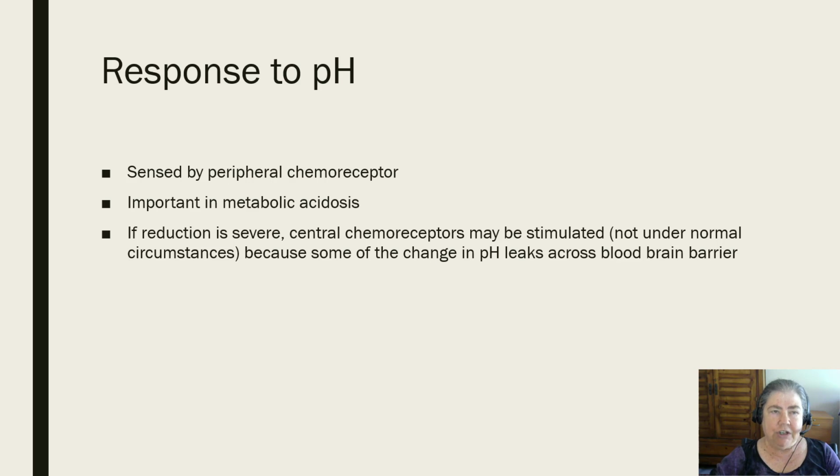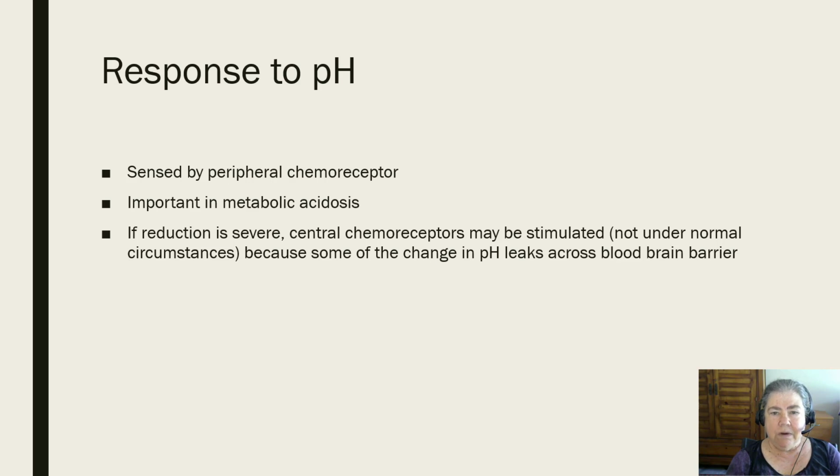Blood pH is sensed by peripheral chemoreceptors, so high hydrogen ion levels. If you remember, I said central chemoreceptors, while they're responding to hydrogen ions, are not responding to blood pH, only to the hydrogen ions generated by high CO2. This response is important in some conditions that we call metabolic acidosis that include things like aspirin toxicity and much more common diabetic ketoacidosis.